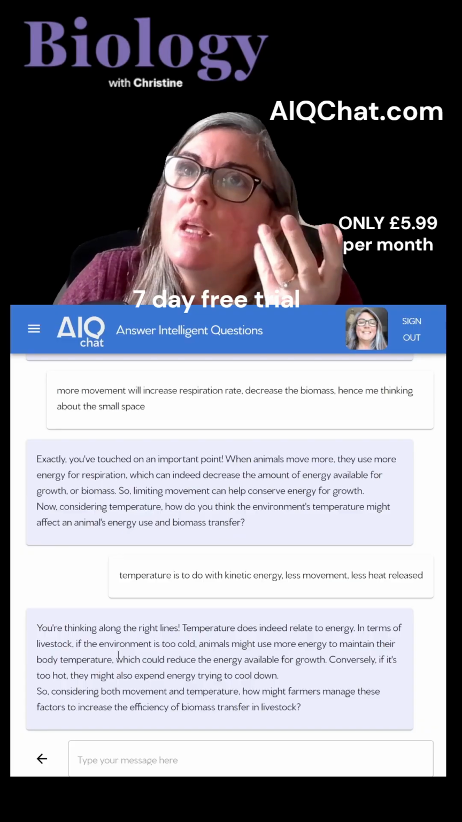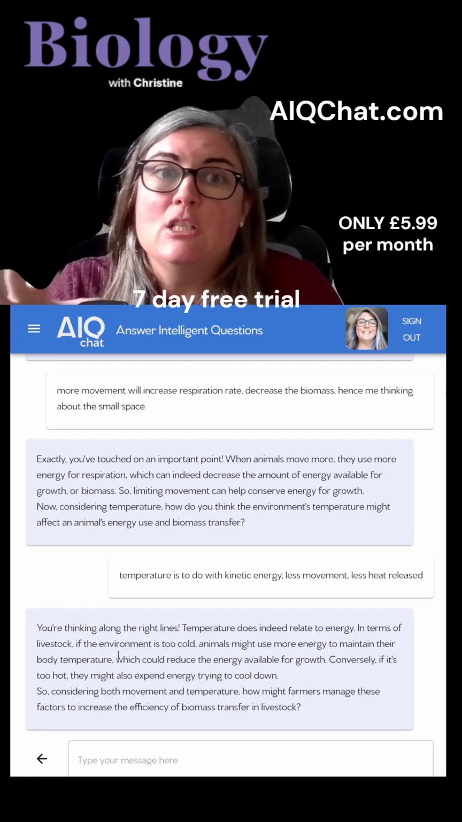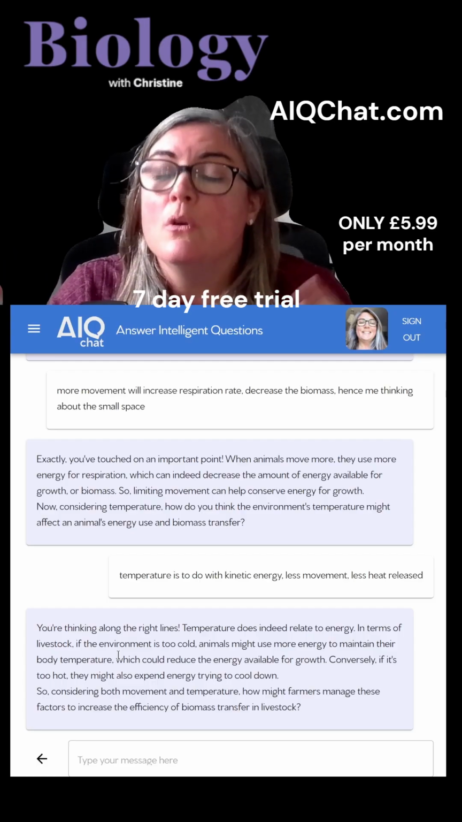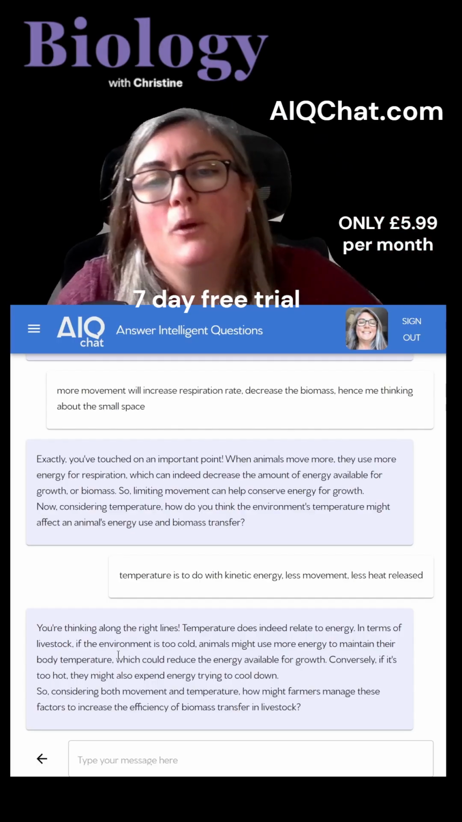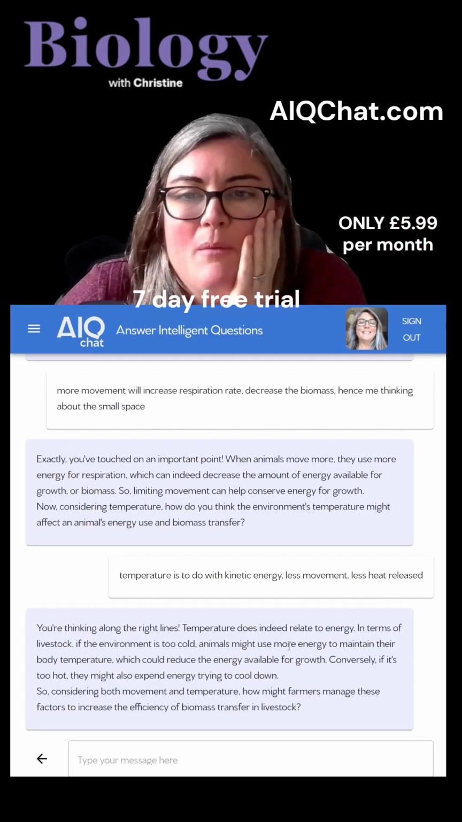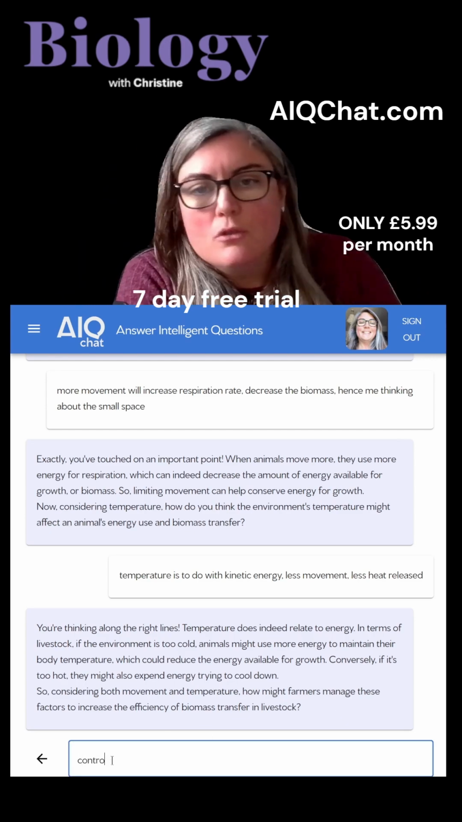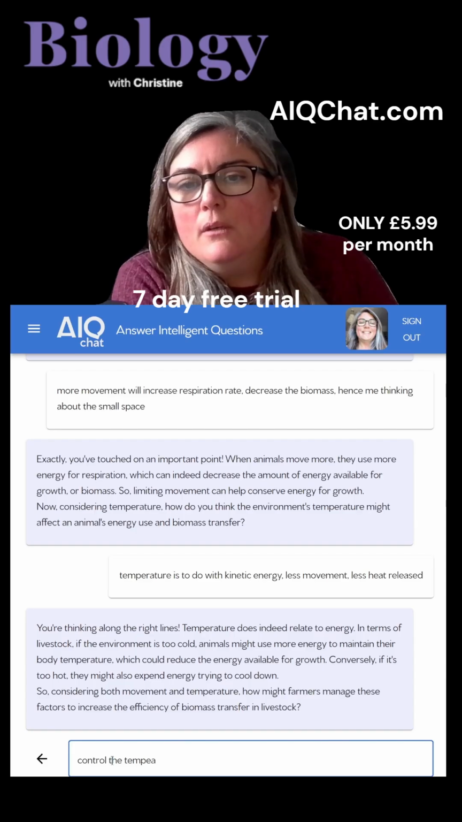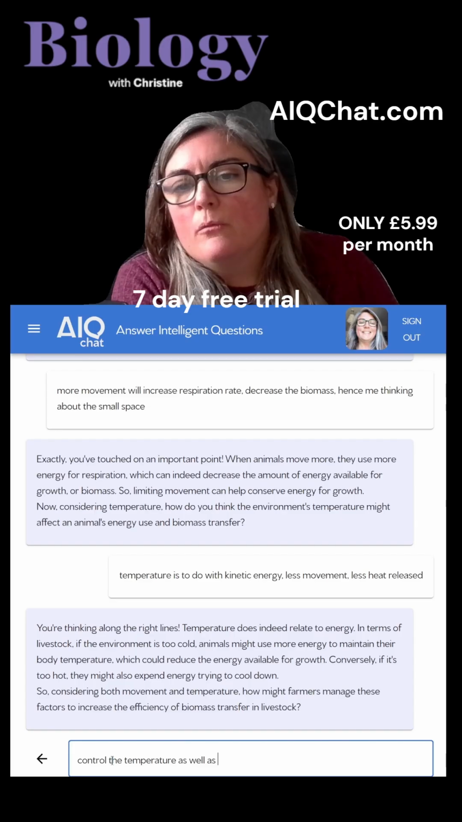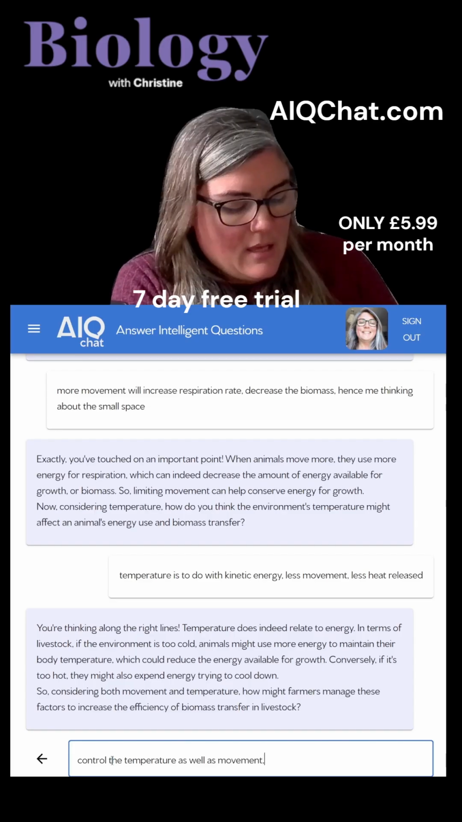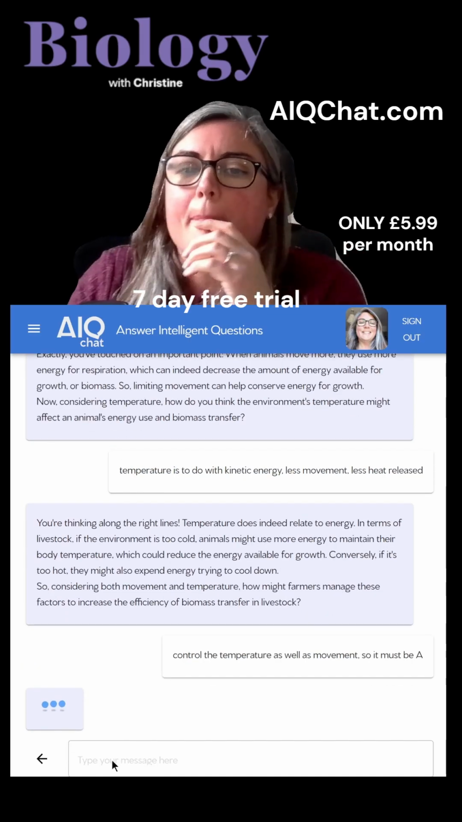Oh, yes, because if they are going to cool themselves down, they would therefore need to contract muscles to cause dilation. I didn't even think about that. Okay, so considering both movement and temperature, well, we'd need to control the temperature. So the farmer could control the temperature as well as movement. So it must be A then, wasn't it? So it must be A.